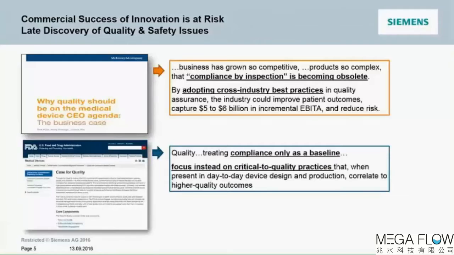And as well, the FDA is recognizing this as a problem, and that there's a case for quality initiative over the last 3 or 4 years and ongoing, in which the FDA is saying that quality and quality system regulation and traditional approaches should really only be viewed as a baseline, and they're looking for companies to focus in the future on critical to quality practices that on a day-to-day basis would be correlated to higher quality and higher safety outcomes for devices.